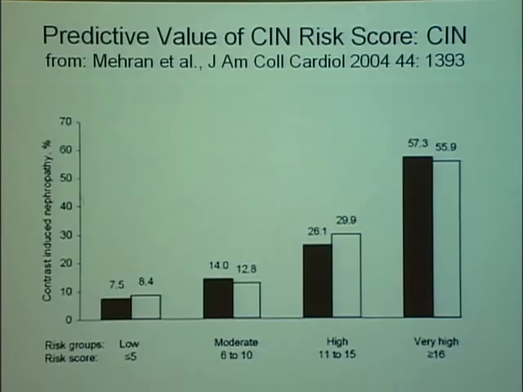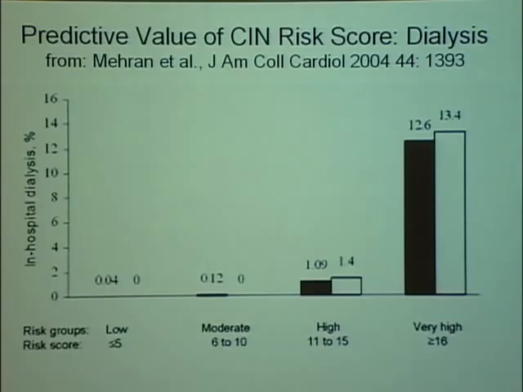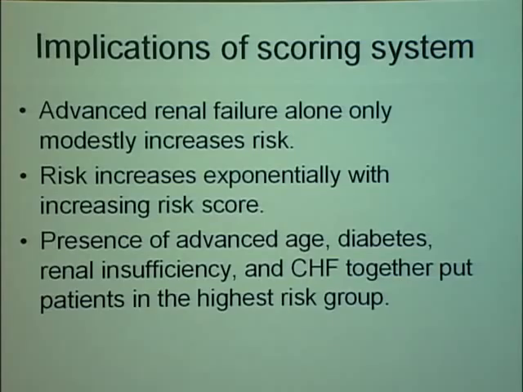Once again, their definition of contrast nephropathy is a rise in creatinine of a half milligram percent or a 25% rise in creatinine. They also looked at whether this was a good predictor for the need for dialysis, a more concrete endpoint. And you see that their score is very strongly related to the onset of dialysis following contrast. Those patients who got the very high score, greater than 16, had risks in the teens of needing dialysis during hospitalization, whereas those with lower scores had much lower risks. And once again, this is not a linear result. It's much more than additive, the risk.